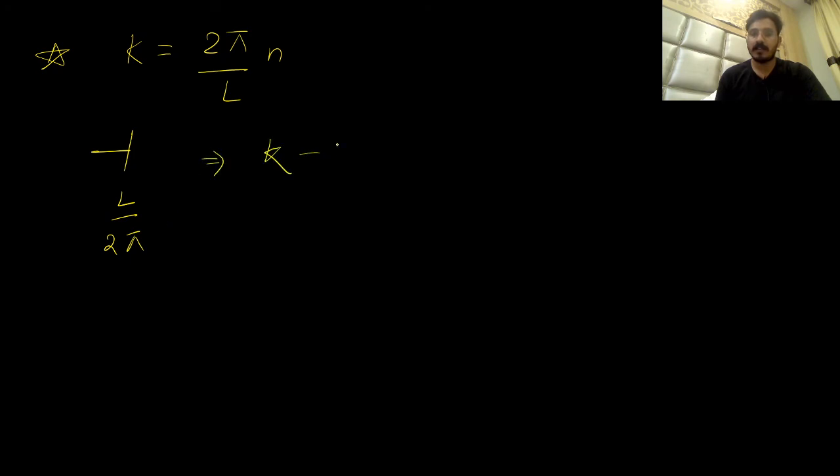Okay, so like this we can write it, or we can say that every k is separated by 2 pi by L. The next k value is separated by 2 pi by L, and the next value will be this plus 2 pi by L, and the next this plus 2 pi by L. So between two k points there is a distance of 2 pi by L.